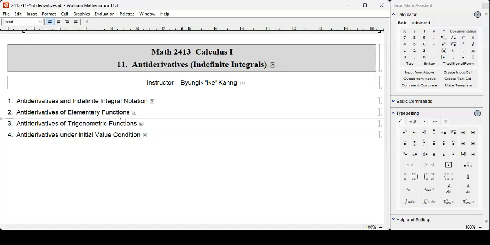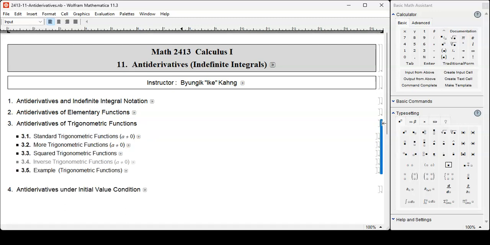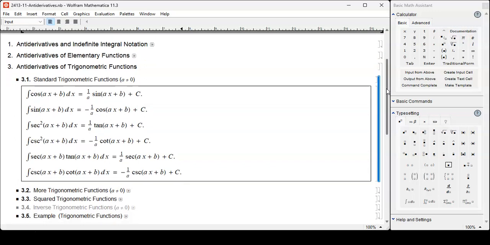Now let's do some antiderivative computations on trigonometric functions. Here's some antiderivative rules, and please remember the recurring theme of 1 over a comes from the chain rule. The derivative of sine is cosine, so the antiderivative of cosine is sine. The derivative of cosine is negative sine, so the antiderivative of sine is negative cosine.